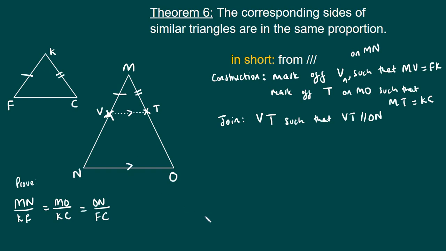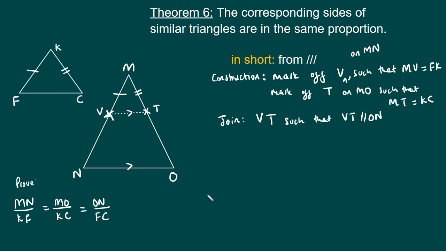Okay, such that the VT that you have is parallel to ON. Good, that's what you're going to tell them. It's a lot of English, but I know we can remember it. Mark off V on MN such that MV is equal to KF. Mark off T on MO such that MT is equal to KC. Right, like I said, it's just simply taking this triangle and putting it here.